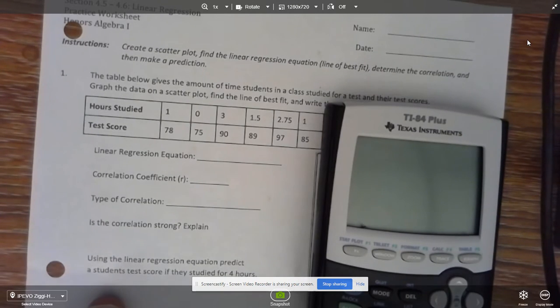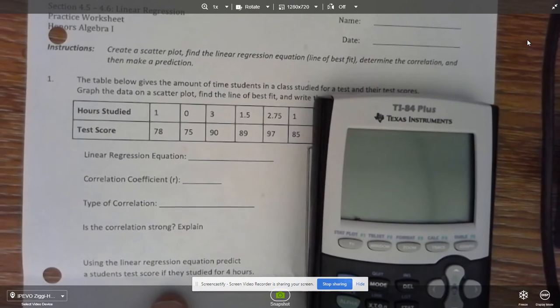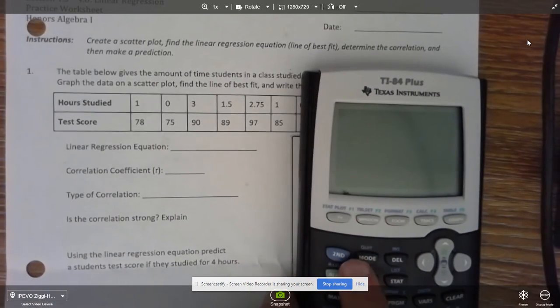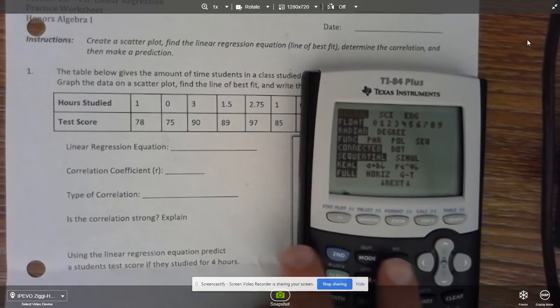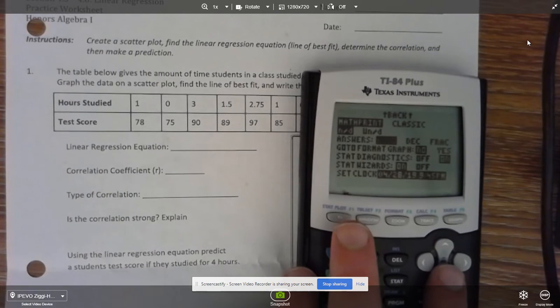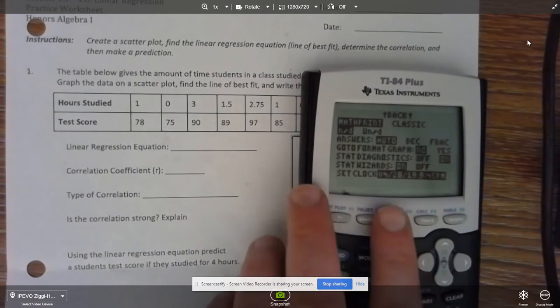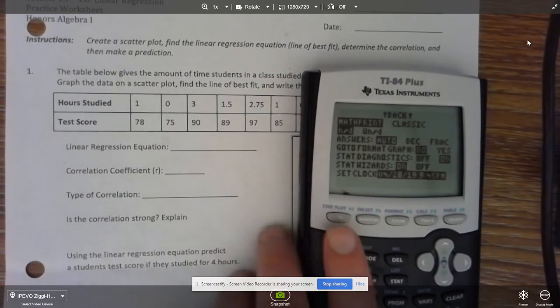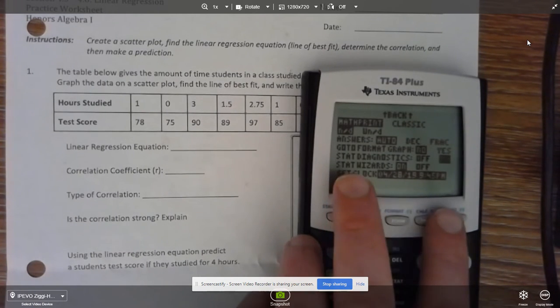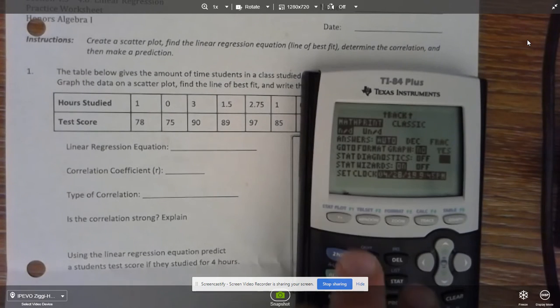Hello. So I'm going to show you real quick how to make a line of linear regression on TI-84. All right, so first thing we're going to do, from the home screen, we're right here, is hit the mode key. We're going to go down to this section called Stat Diagnostics, the third from the bottom, and make sure that that is on. If it's off, put it to the on, highlight it, and hit enter.